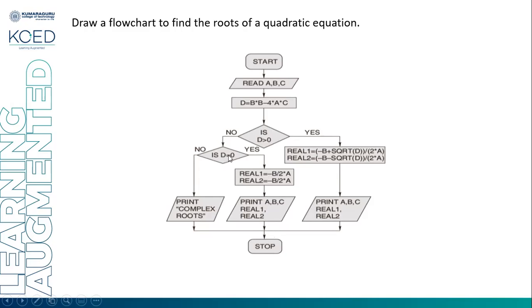If d is not equal to 0 and not greater than 0, it means d has a negative value. In this case, we print that the roots are complex. Finally, the flow goes to a stop. This is a simple flowchart for the roots of a quadratic equation.